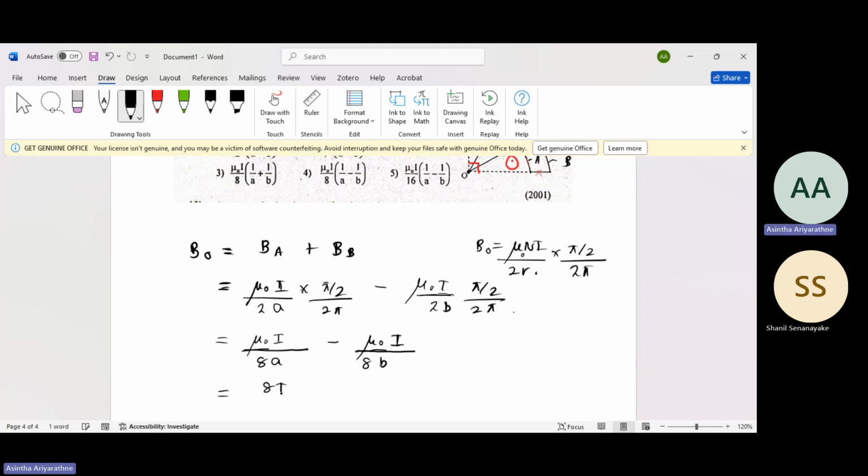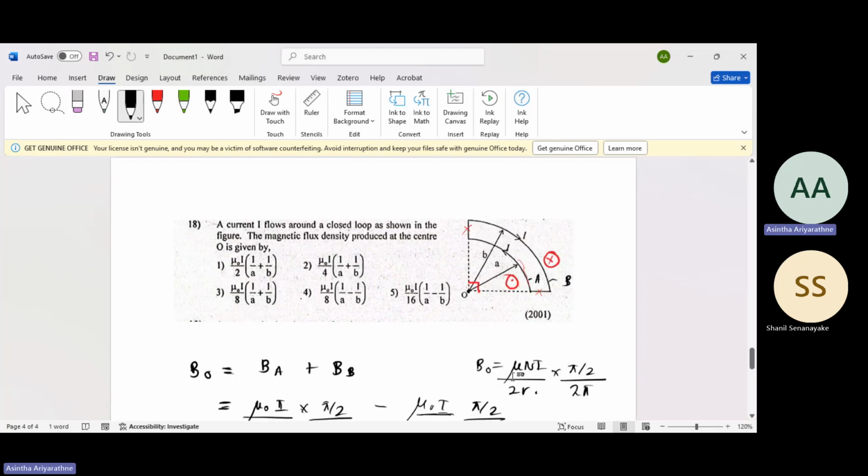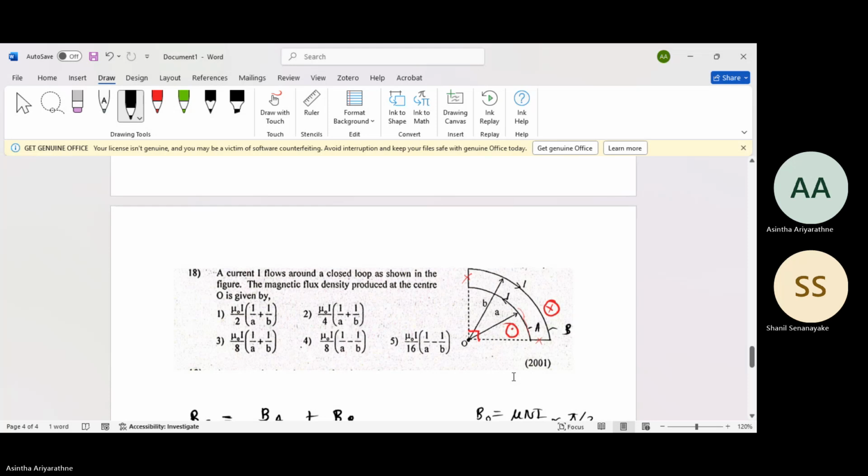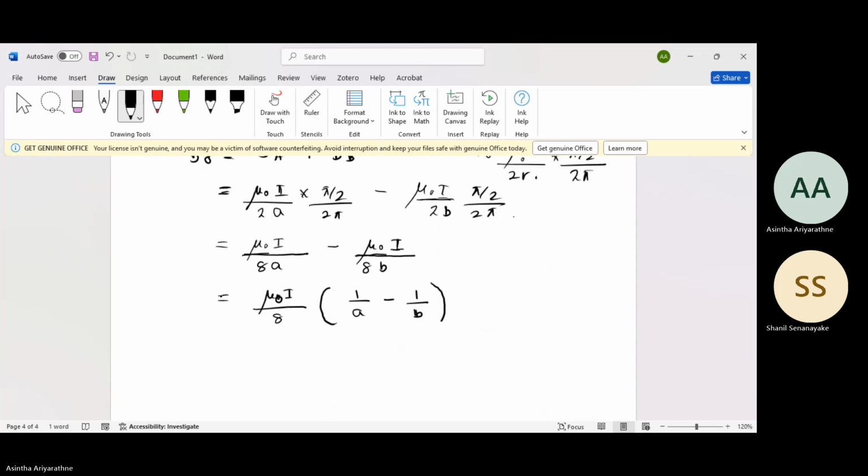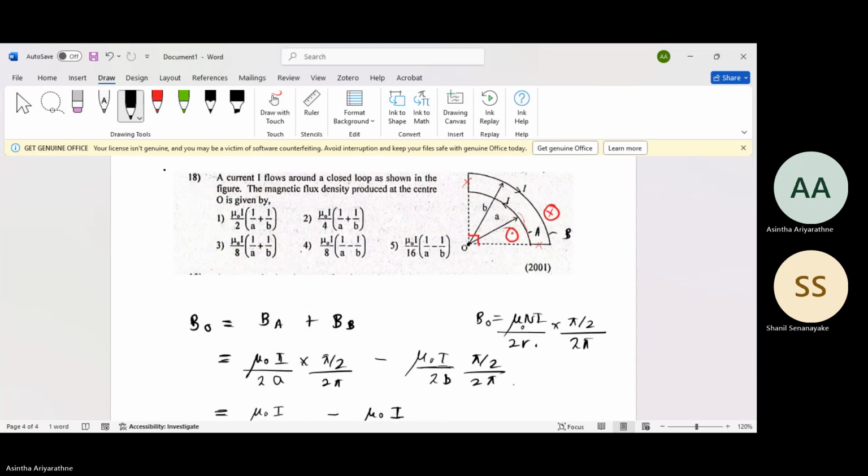Then mu naught I over 8, times 1 over A minus 1 over B. Fourth one. Right? Fourth one is the answer.